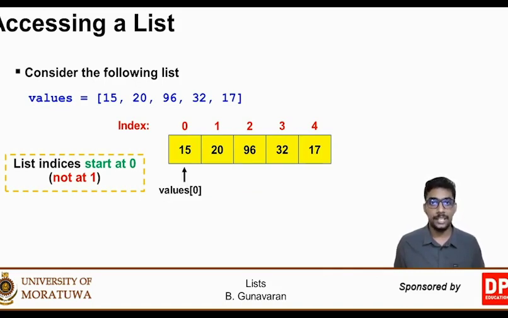The standard way to access a value at a specific index is to call the name of the list, values in this example, followed by the specific index within square brackets as shown here. Therefore, if you want to access the first value, you call values[0], and if you want to access the second value, you call values[1].